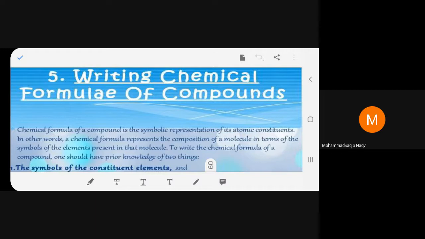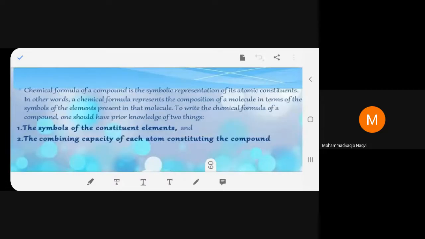In other words, a chemical formula represents the composition of a molecule in terms of the symbols of the elements present in that molecule. To write the chemical formula of a compound, one should have prior knowledge of two things: the symbol of the constituent elements and the combining capacity of each atom constituting the compound.